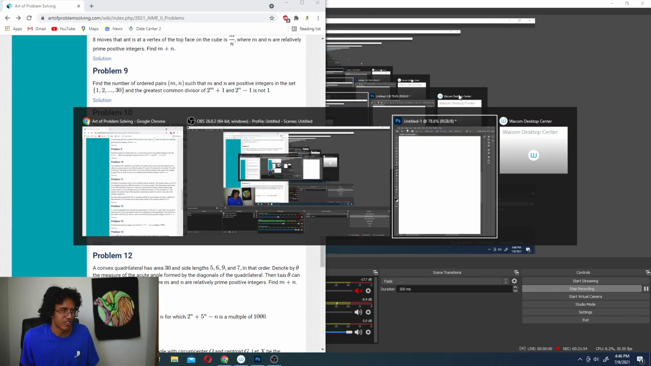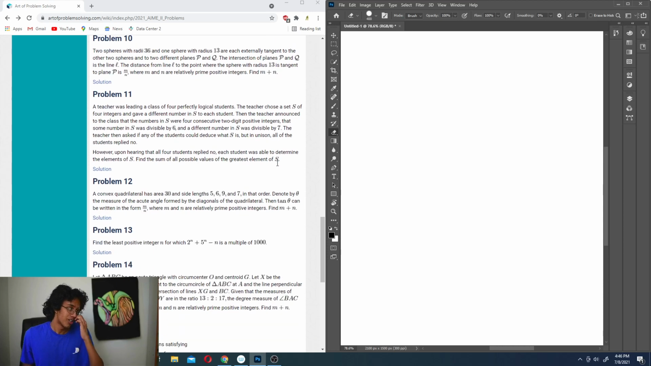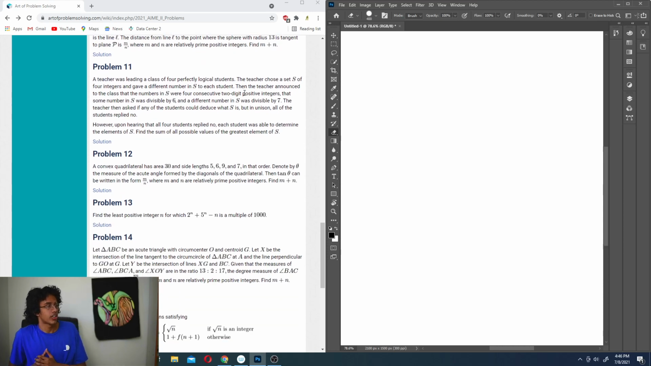That didn't even take that long, so we could try 11. Okay, a teacher was leading a class of 4 perfectly logical students. That's impressive. The teacher chose a set S of 4 integers and gave a different number from S to each student. Then the teacher announced to the class that the numbers were 4 consecutive 2-digit positive integers, that some number was divisible by 6 and that a different number was divisible by 7. The teacher asked if any of the students could deduce what S is, but they all said no.